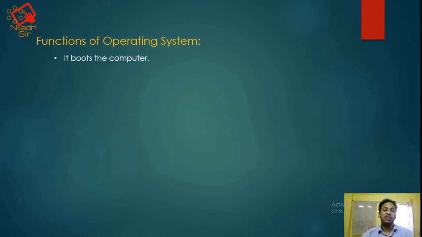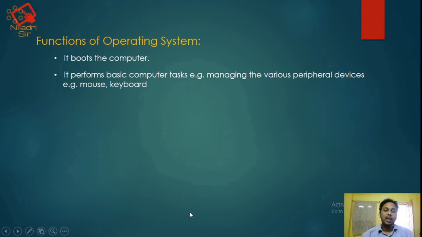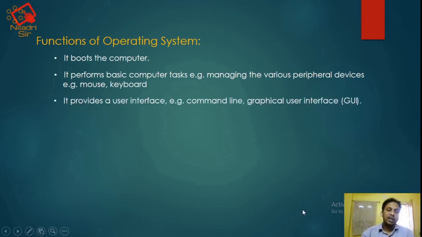Next come what are the functions of operating system. Number one and most crucial is it boots the computer. As you know, without installing the operating system, you cannot boot your computer. The next one is it performs basic computer tasks like managing the various peripheral devices like mic, mouse, keyboard. Without installing the operating system, we cannot use our mouse or keyboard. And the third one is it provides a user interface, that is a command line, a graphical interface, etc.